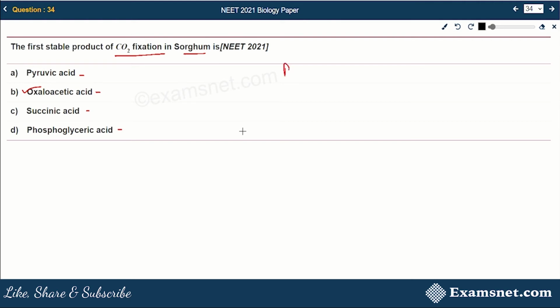So we know that plants use the process of photosynthesis to produce their food, right? Now the photosynthesis consists of two types of reactions: light reactions, which are directly light driven, and dark reactions, which are not directly light driven but depend on the products of light reactions.